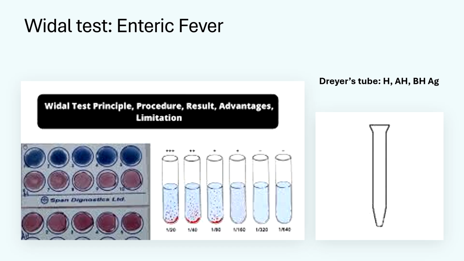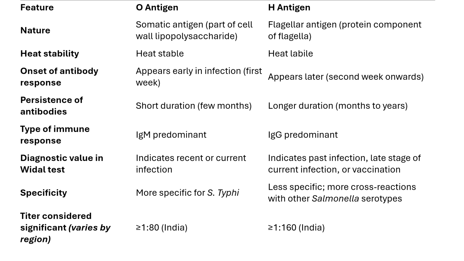O antigen. Why? Because O antigen clumps are compact, chalky, disc-like and can be observed easily at a round bottom, and the conical bottom tube is for H antigen agglutination, which is large, loose and fluffy. O antigen is basically a somatic antigen. However, H antigen is a flagellar antigen. O antigen comes first and goes first, but H antigen appears later and is sustained for a longer duration. The antibody titer significant for O is 1:80 and for H it is 1:160 in the Indian population.